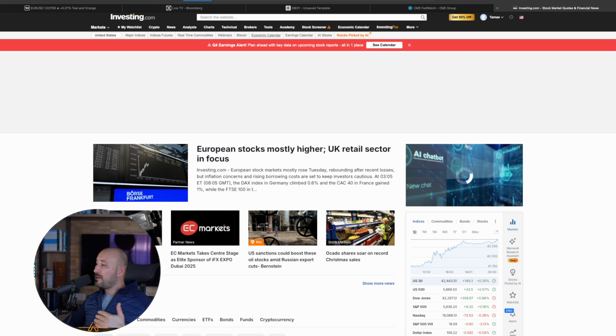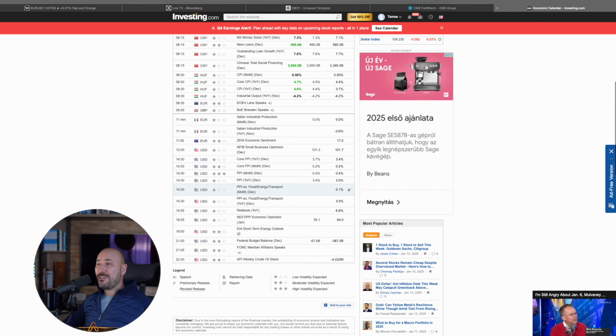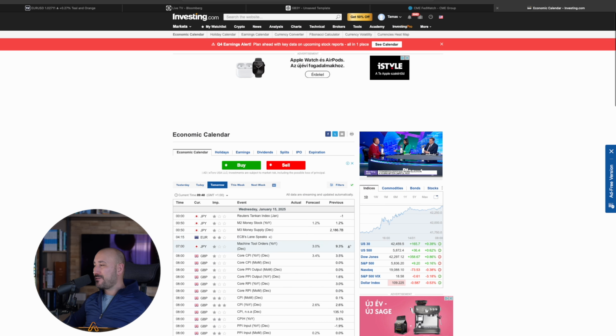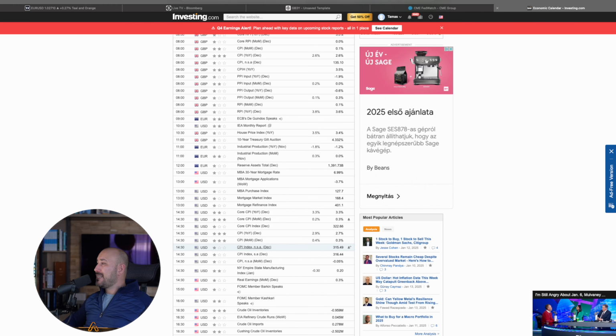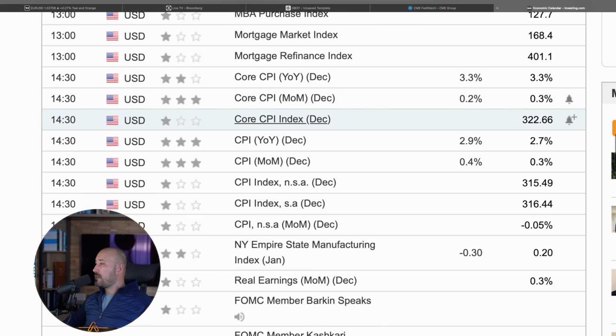So looking at the economic calendar, you can see that we have PPI today in the US, so you need to watch out for all the US and all the eurozone data. And tomorrow is going to be an even more important data, which is going to be CPI. For the UK and also for the US, we have the core CPI and the headline CPI.